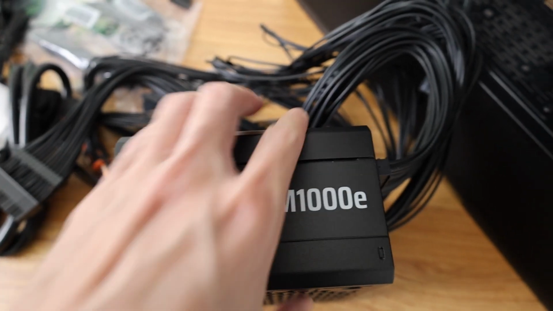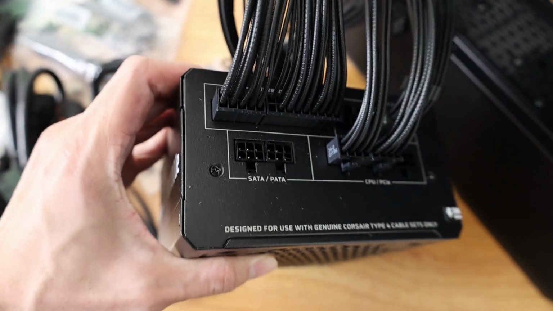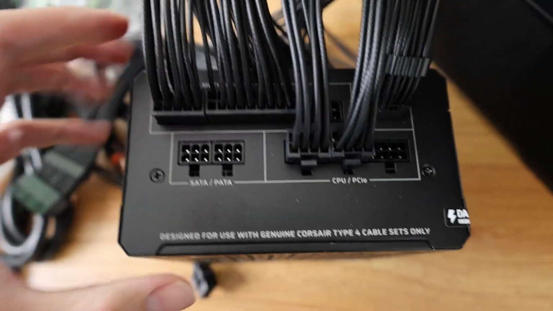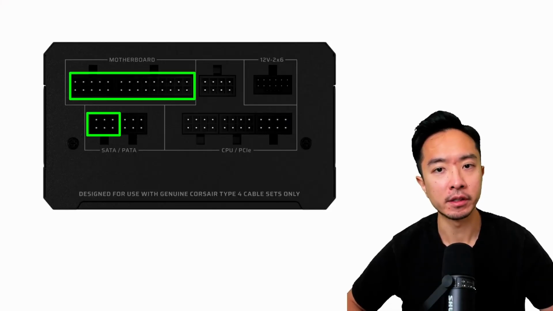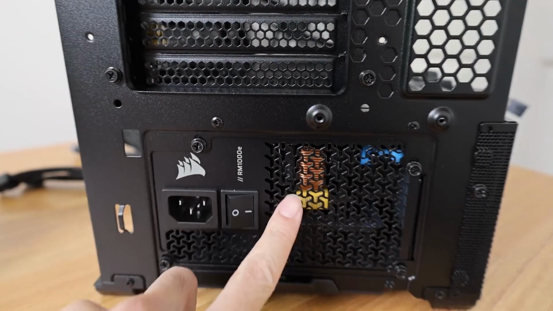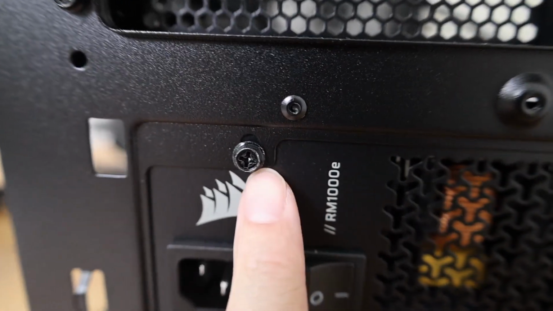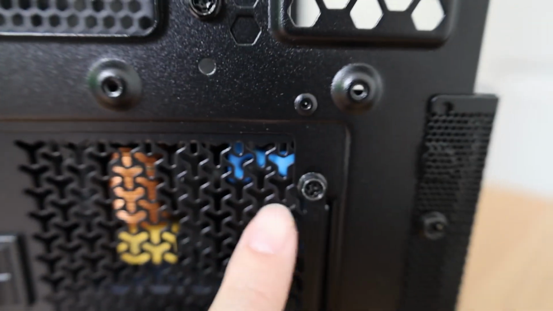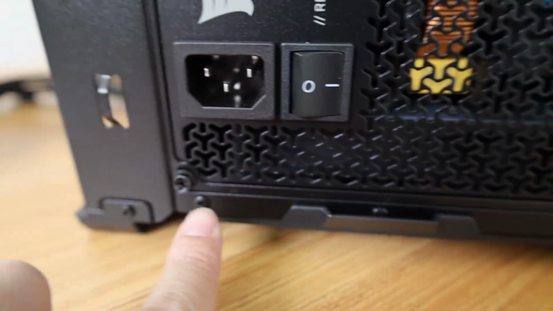Remove the tape. Next, we're going to set up our power supply. When you get your power supply, there's going to be a bunch of cables that come with it. We'll be using the motherboard, the SATA, the CPU, and the GPU cables. The power supply will go back here on the PC case using 4 of these screws. 1, 2, 3, and 4.